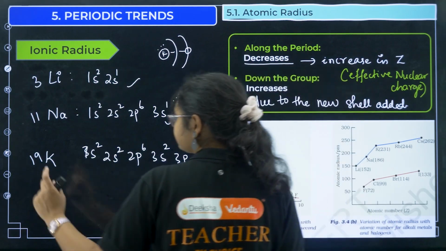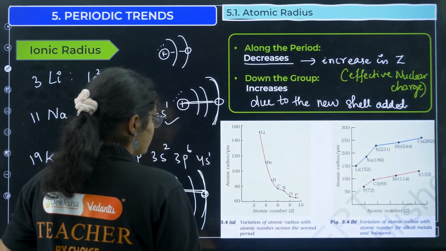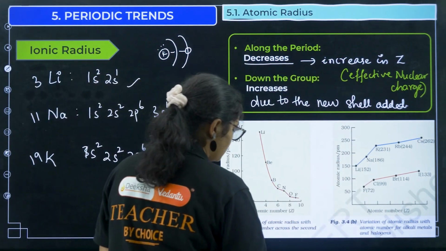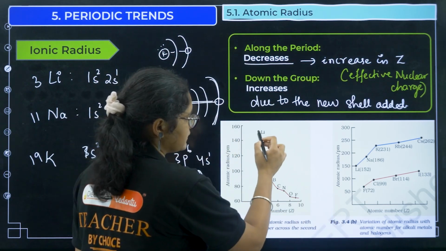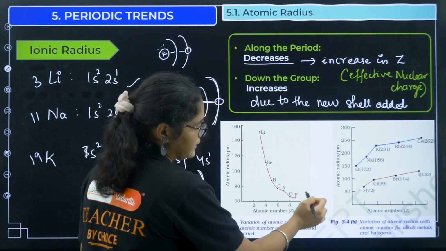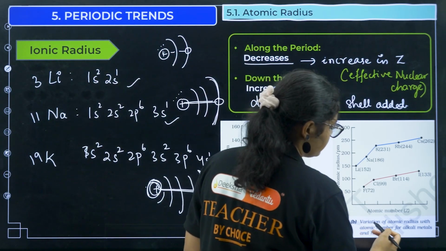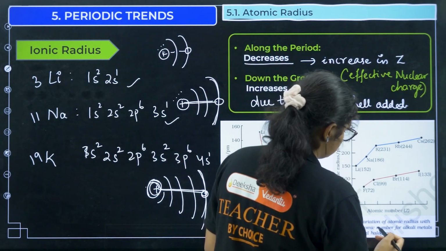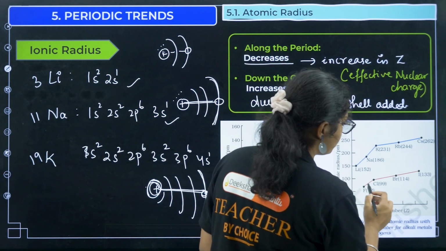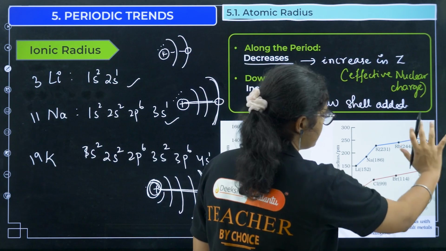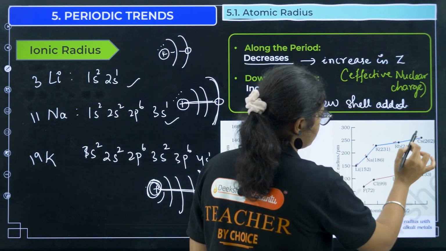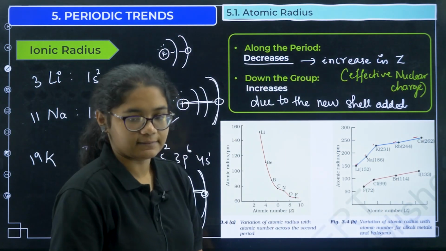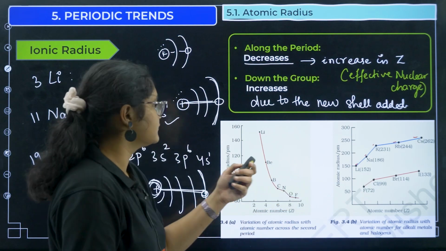Okay, fine. Now coming to the atomic radius. So atomic radius, what happens? You can see along the period it decreases, and here it is down the group. So fluorine, chlorine, bromine, iodine, it is increasing. Lithium, sodium, potassium, rubidium, cesium, it is increasing. Okay, so that is the size.